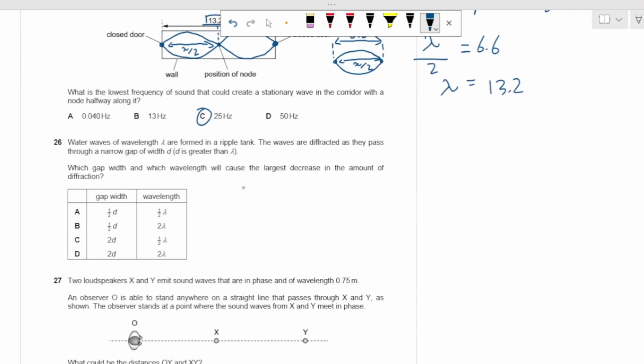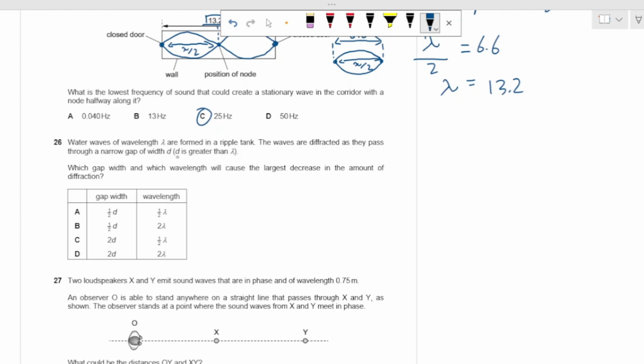Question 26. Water waves of wavelength lambda are formed in a ripple tank. The waves are diffracted as they pass through a narrow gap of width d. d is greater than lambda. Which gap width and which wavelength will cause the largest decrease in the amount of diffraction? So they've now asked us for the largest decrease. For the largest decrease, there must be maximum difference between the gap width and the wavelength.